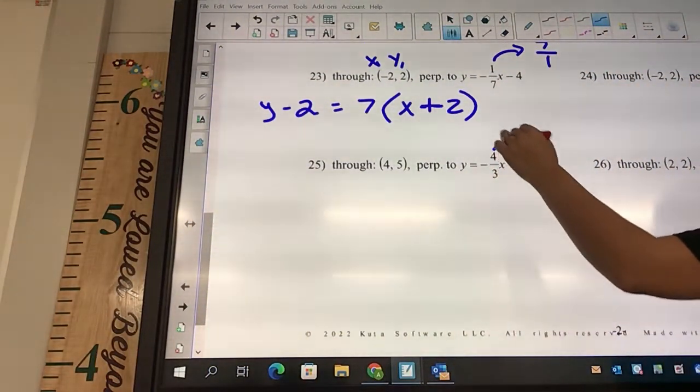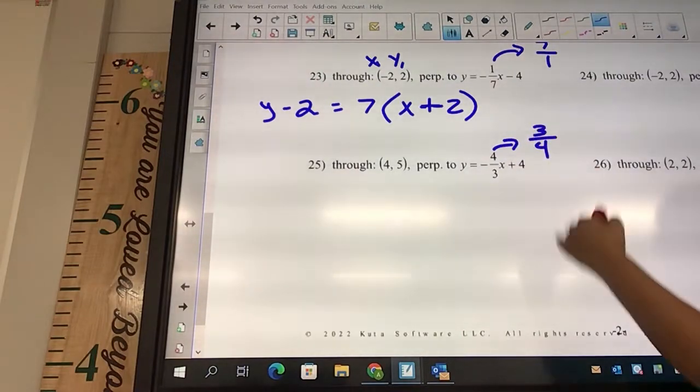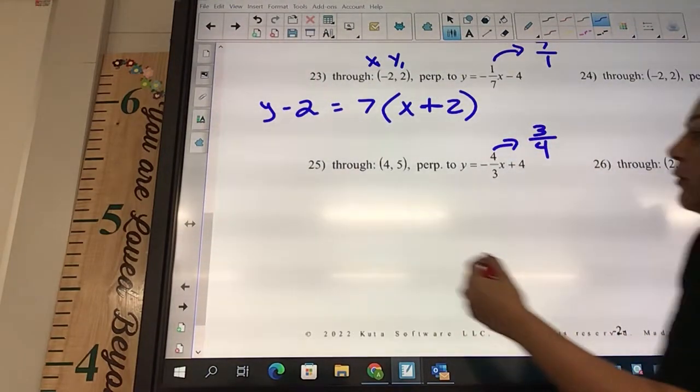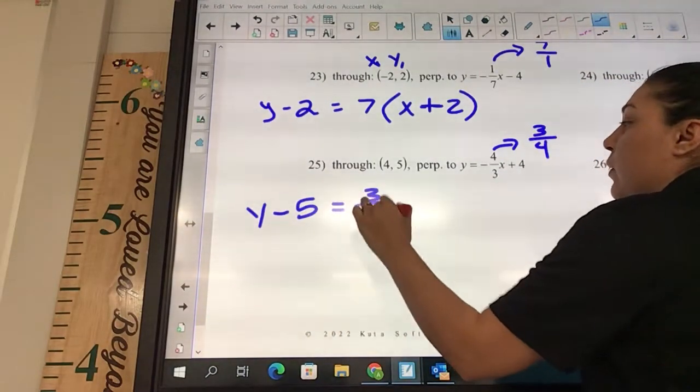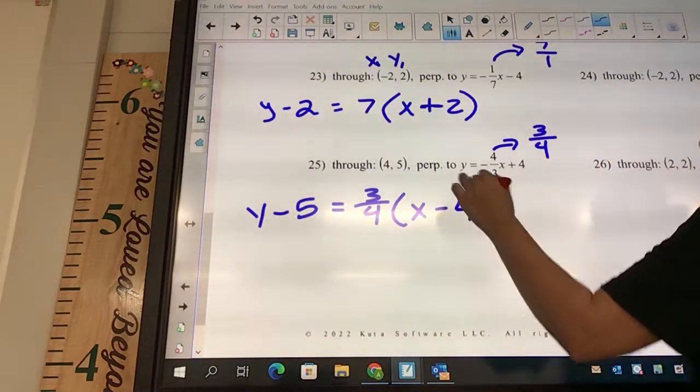Okay, same thing. You're going to flip it and change it. And so it should be 3/4. You got y minus 5 equals 3/4, x minus 4.